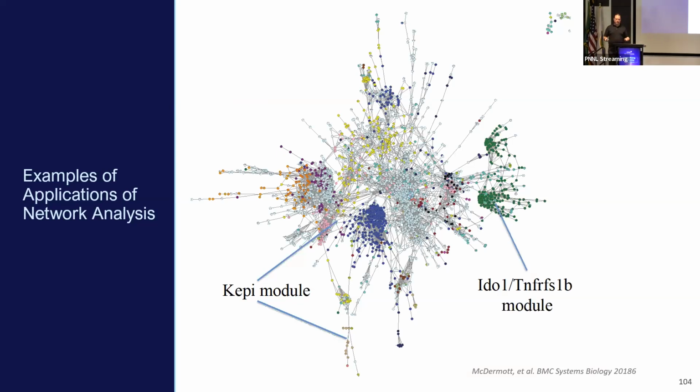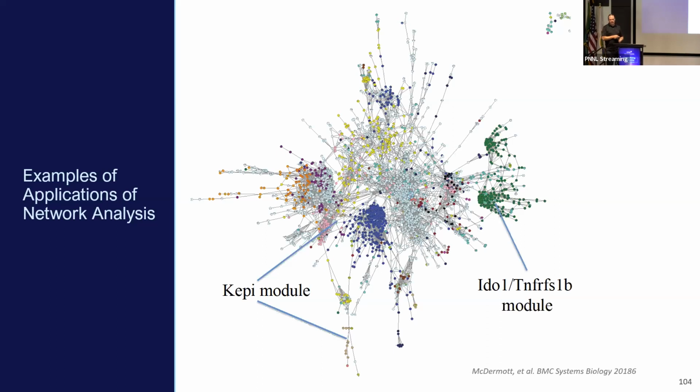mouse response to SARS-CoV-1 infection. This is again from 30 or 40 different transcriptomic data sets where we did a very similar kind of thing to infer networks where each of these is a gene and the links between them. This wasn't correlation, this was using mutual information. So they're basically relationships that were inferred from the data.